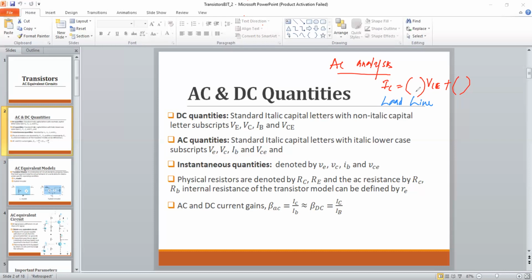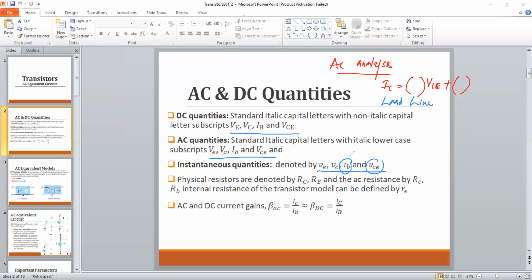So here what I want to highlight is, initially we discussed these simple notations. If we have capital letters with a capital subscript, these refer to DC quantities. Similarly, if it is a pure AC quantity, we use a capital letter with a simple subscript. If it is a simple letter with a simple subscript, these are instantaneous values. For example, for a given time, what is the current flowing through the base? It becomes the simple iB.